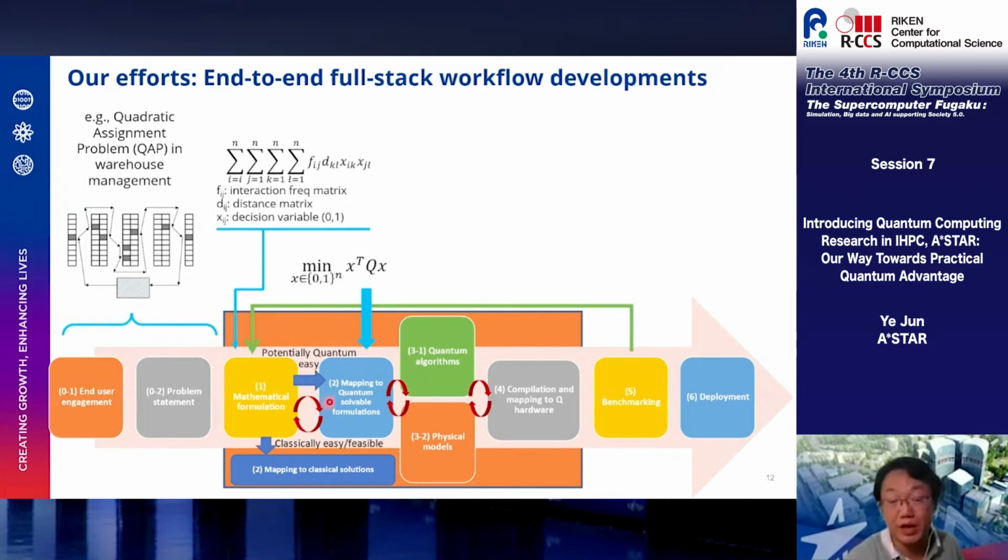We would like to look into how to divide this problem into the part that is potentially easy for quantum computers, and also there are large parts of the problem that are classical, easy, or feasible. For the quantum feasible ones, we are looking at what are the proper quantum algorithms that can be used. For example, we can use the QAOA algorithm to solve the optimization problem, or we can also try to use quantum annealing to solve this problem.